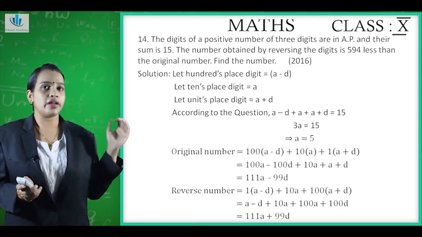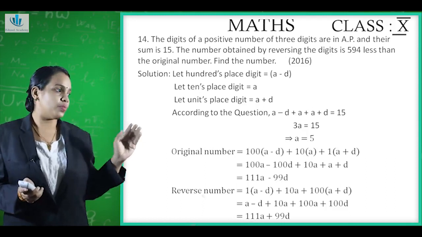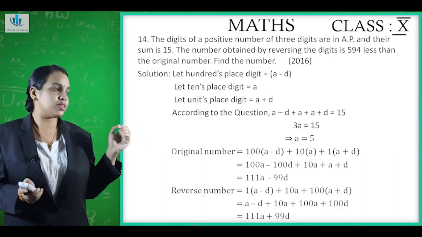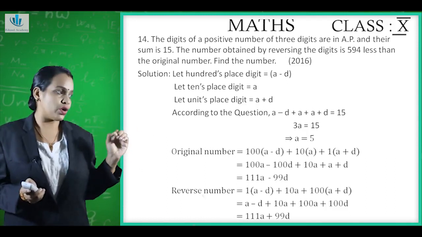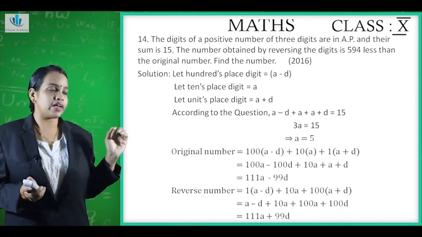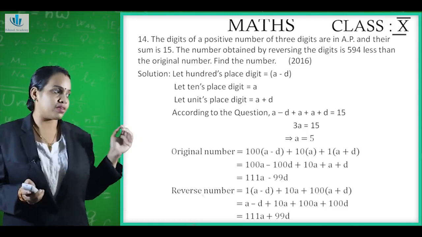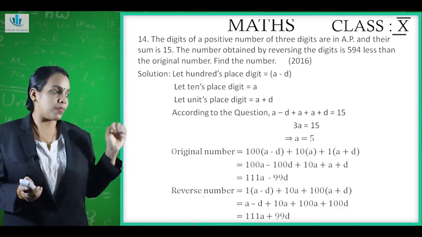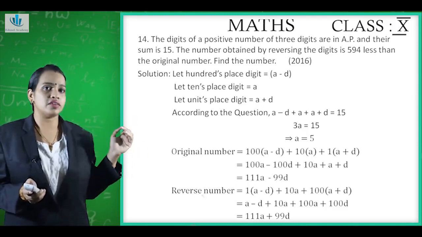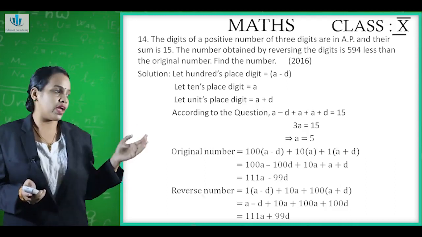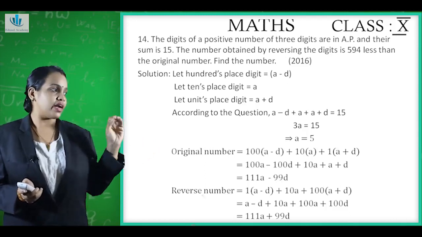Now what we will do, let the hundreds place digit be a minus d, the tens place digit be a and the units place digit be a plus d. Now in the question it is said that the sum of the 3 digits is equal to 15. So the sum of hundreds, tens and units is equal to 15. So we will put the values over here. So it becomes a minus d plus a plus a plus d is equal to 15. Now it gives 3a which is equal to 15. Therefore the value of a is 5. Now for the original number, we will put the values in the hundreds, tens and units places.